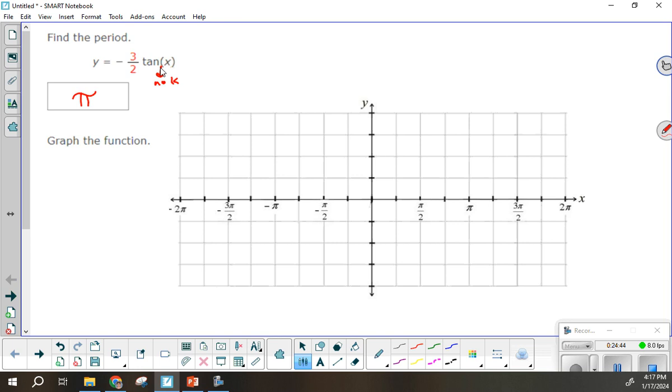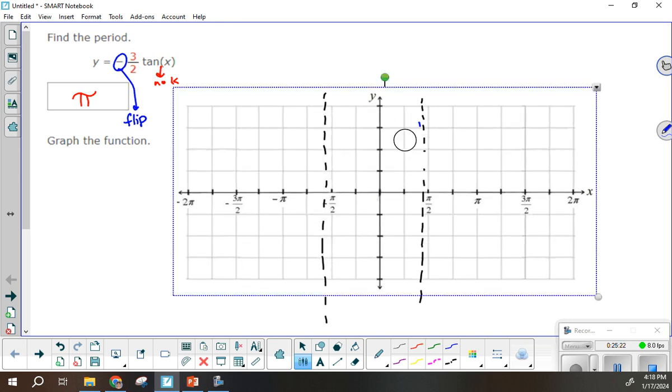Now, what does the negative 3/2 do for us? The 3/2, not so much. It's 1.5. My amplitude doesn't matter. However, that negative in front is going to flip it. So generally, let me just graph what the tangent function would look like. Your tangent generally goes up to the right, down to the left. But we have flipped, okay?